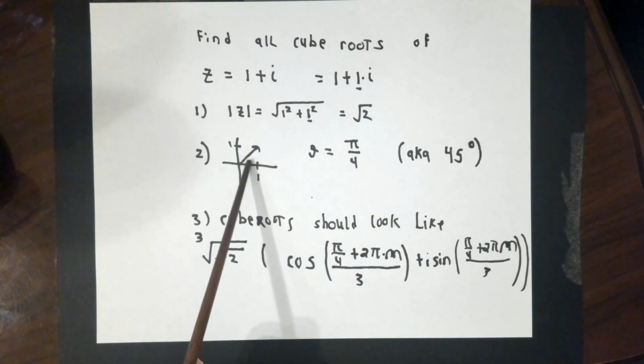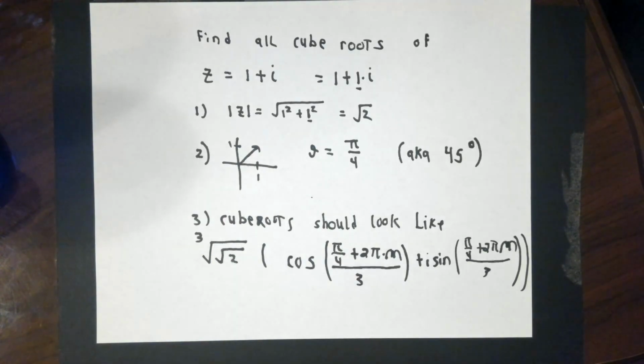The angle that the complex number makes with the positive x-axis is 45 degrees, pi over 4 if you prefer radians. Cube roots should look like this. I should have the cube root of the modulus of z, the cube root of the square root of 2, that'll be the sixth root of 2, multiplied by one of these cosine plus I sine things.